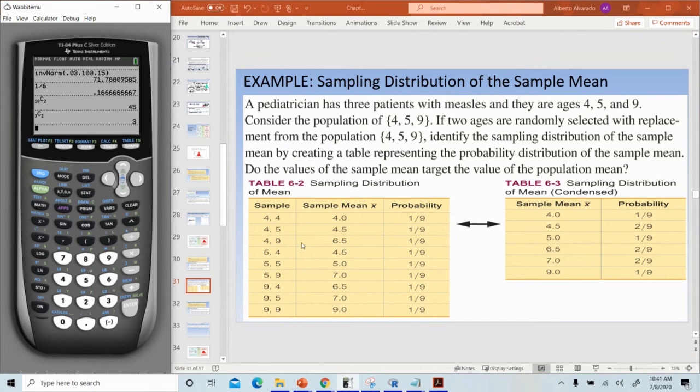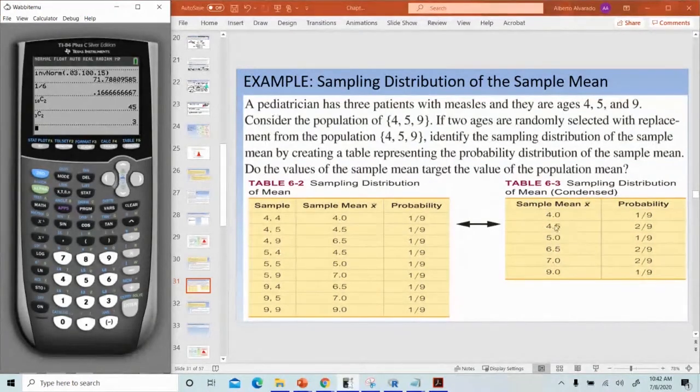If you get the averages of these, just add them up and divide by 2. Here are your averages. What's the probability of getting each? There are 9 outcomes, so each has 1 out of 9 probability. Here they make it smaller because there are 2 answers with 4.5, so 4.5 has a 2/9 probability. There are 2 answers of 6.5, so 6.5 has 2/9 probability. 7.0 has 2 of them, so also 2/9. And 9 is 1/9.